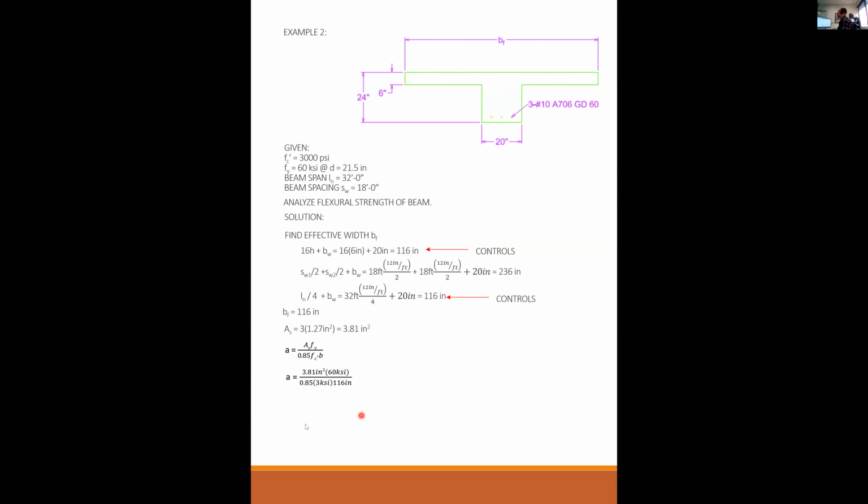Okay. So little a is 0.77 inches. Now you make your comparison. 0.77 is most certainly less than 6 inches. So therefore, this T-beam is a rectangular beam for design and analysis purposes. And to draw it in there, what we're saying is the Whitney stress block looks like that. This is 116 inches wide, and it is 0.77 inches deep. That is the whole stress block.